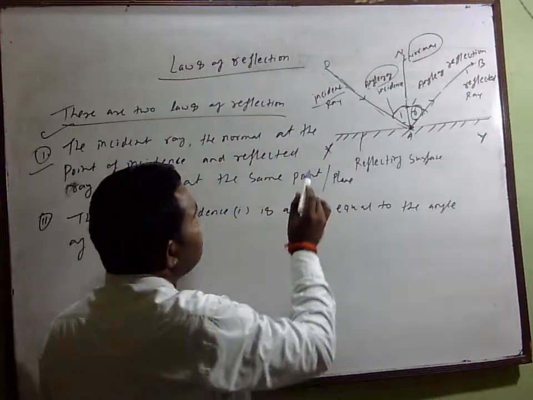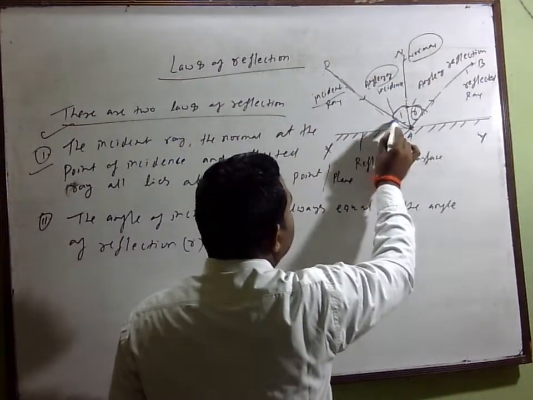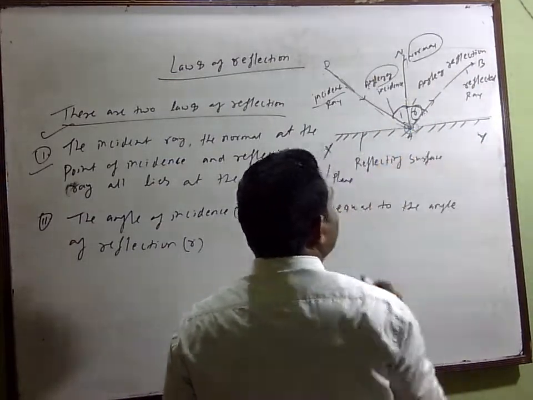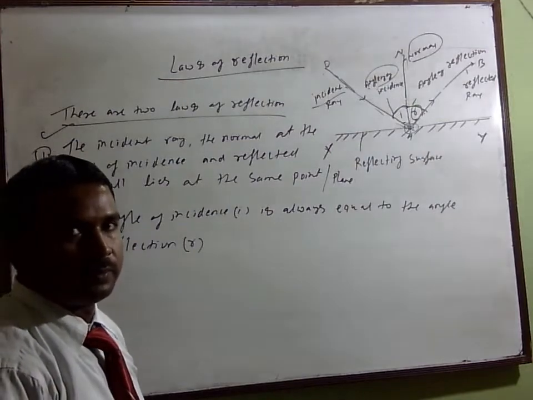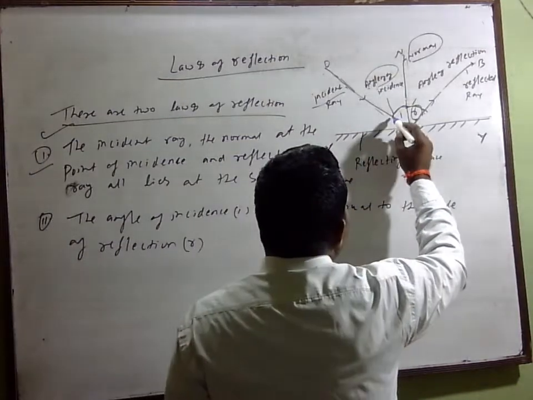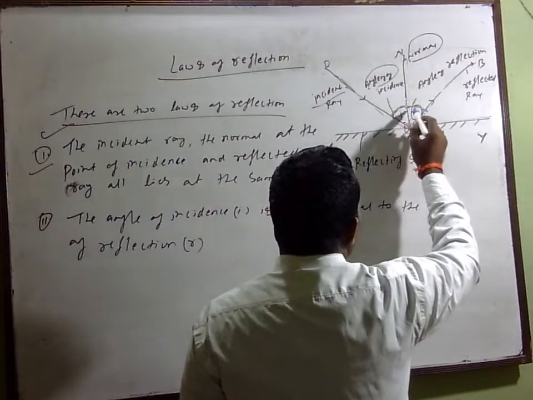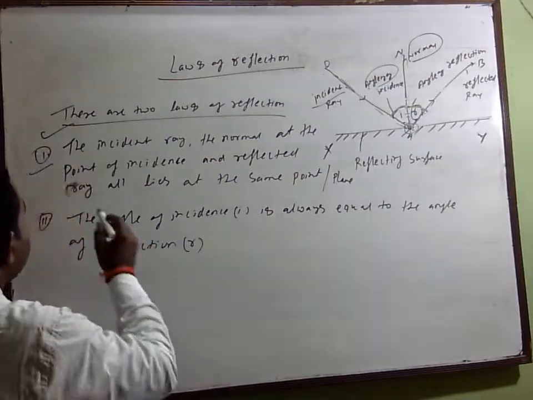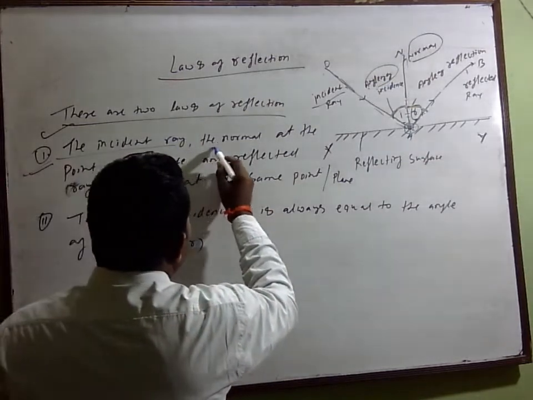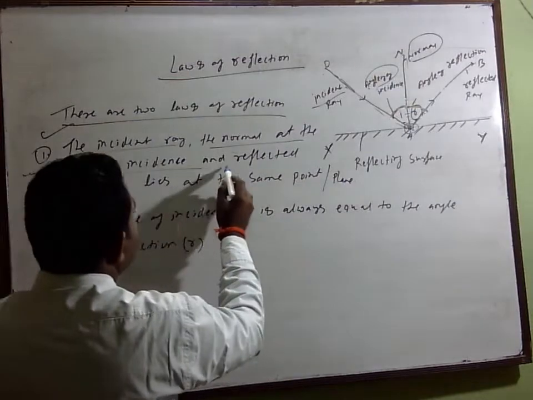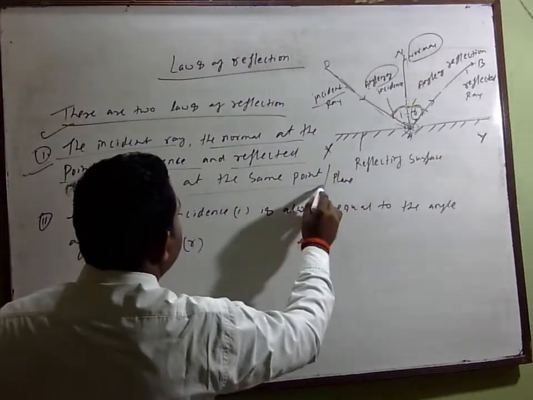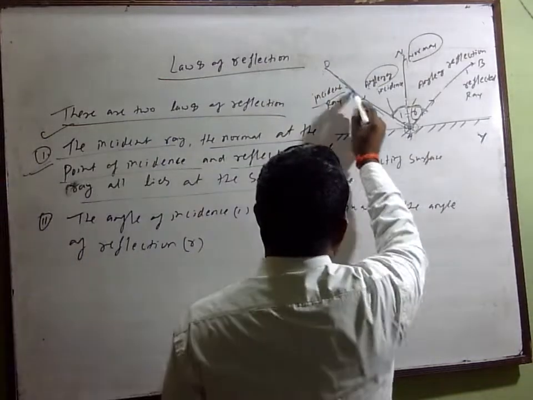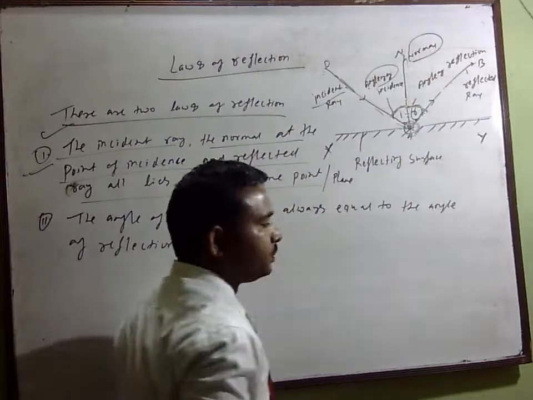You see that the incident ray, the normal, and the reflected ray all lie in the same plane. Another law: the angle of incidence and the angle of reflection both are equal to each other. So I have written here that the incident ray, the normal at the point of incidence, and the reflected ray all lie in the same plane, because we can see that these are all at the same point.